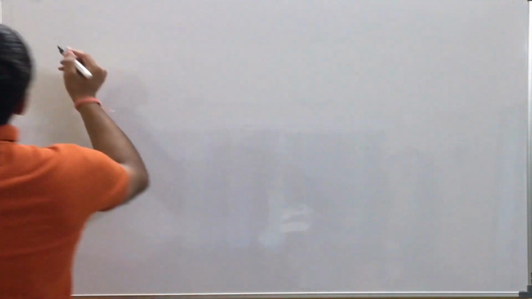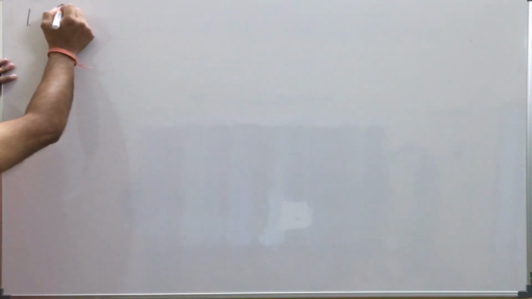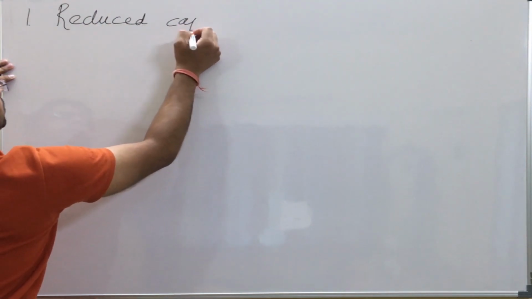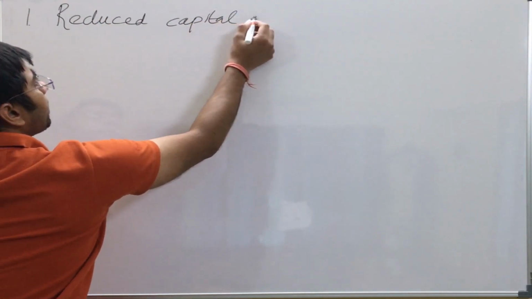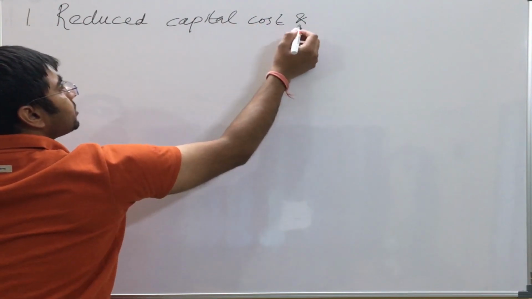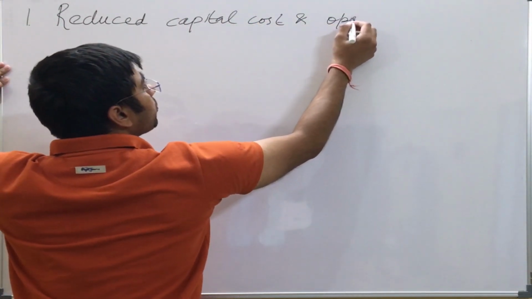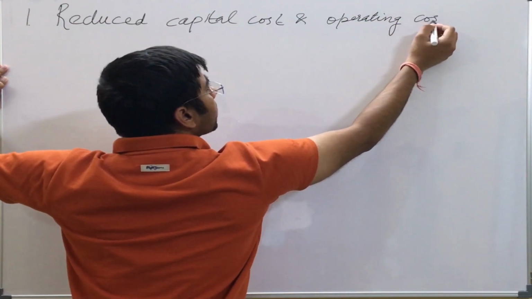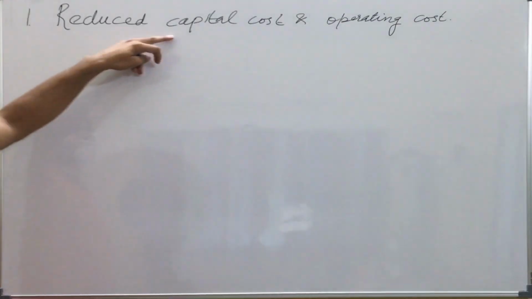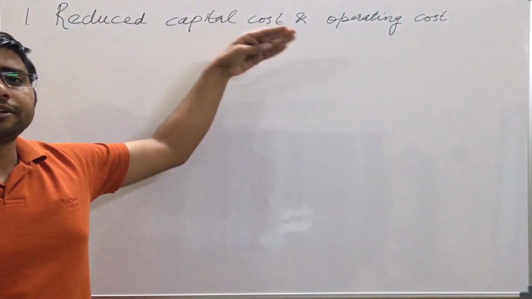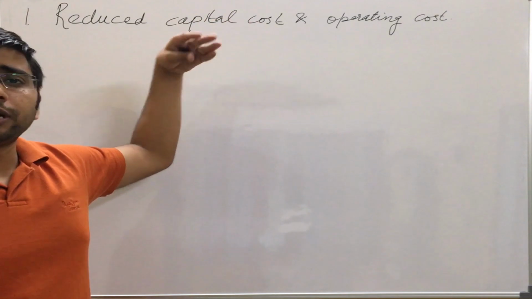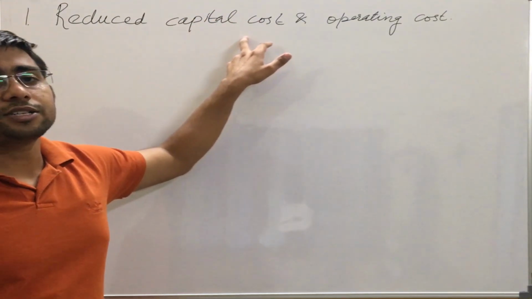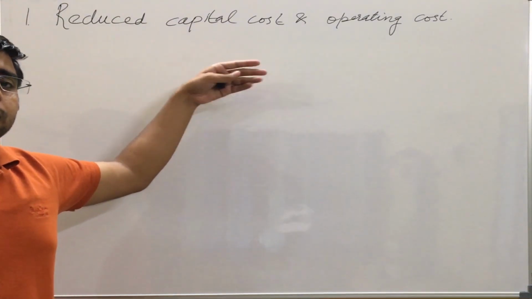First, it has reduced capital cost and operating cost also. The capital cost means the cost during investment, that is, while we are putting the system in place, while we are installing it. It involves a major chunk of money, and that is known as capital cost.